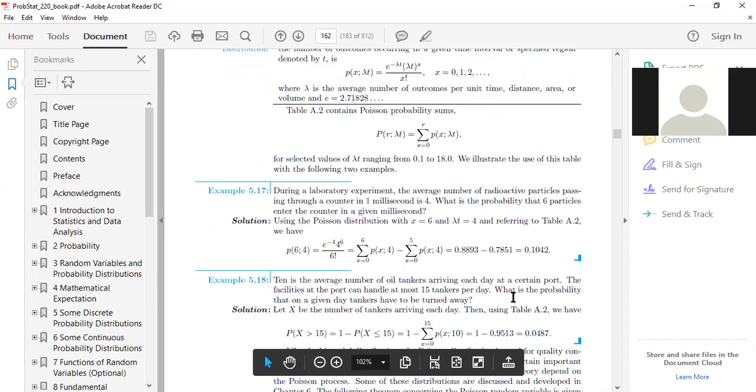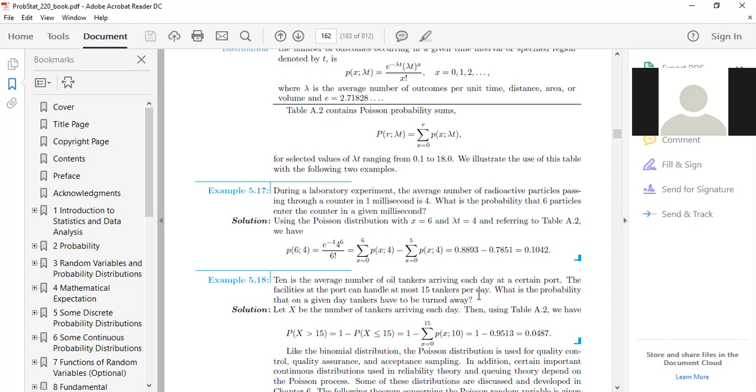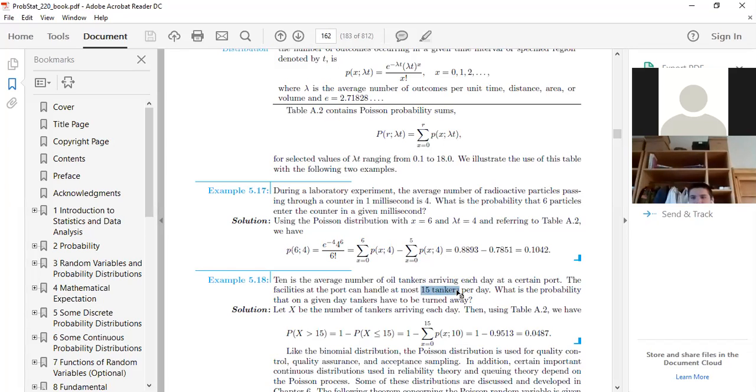If you read this example: 10 is the average number of oil tankers arriving each day at a certain port. The facilities at the port can handle at the most 15 tankers per day, right? That is the actual capacity or facility. What is the probability that on a given day, tankers have no turn away? No turn away means that if you have more than 15, they would be turned away. But with 15 or fewer, the port has the capacity to keep those tankers.